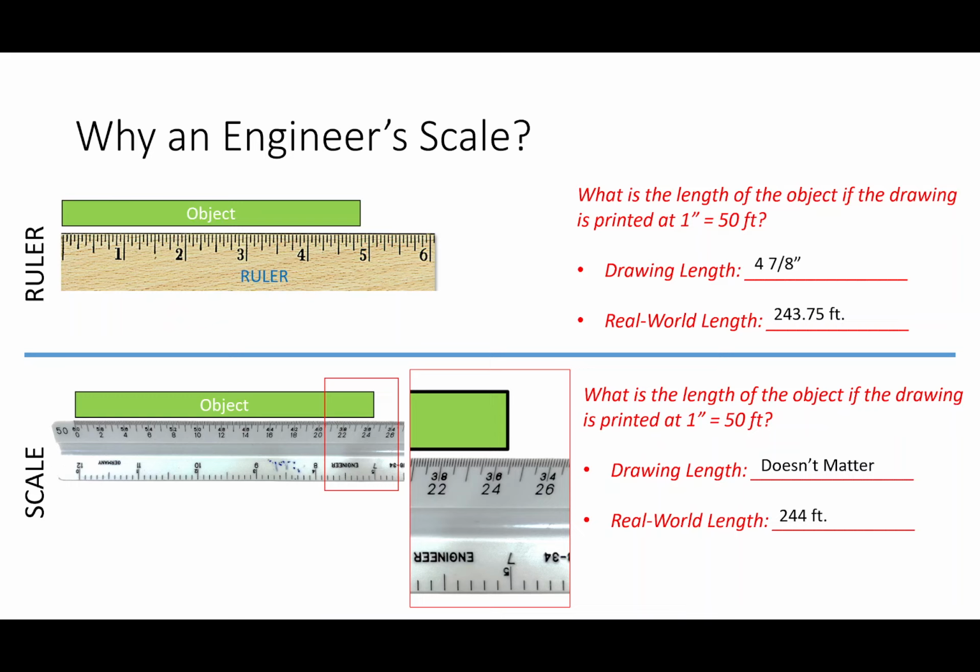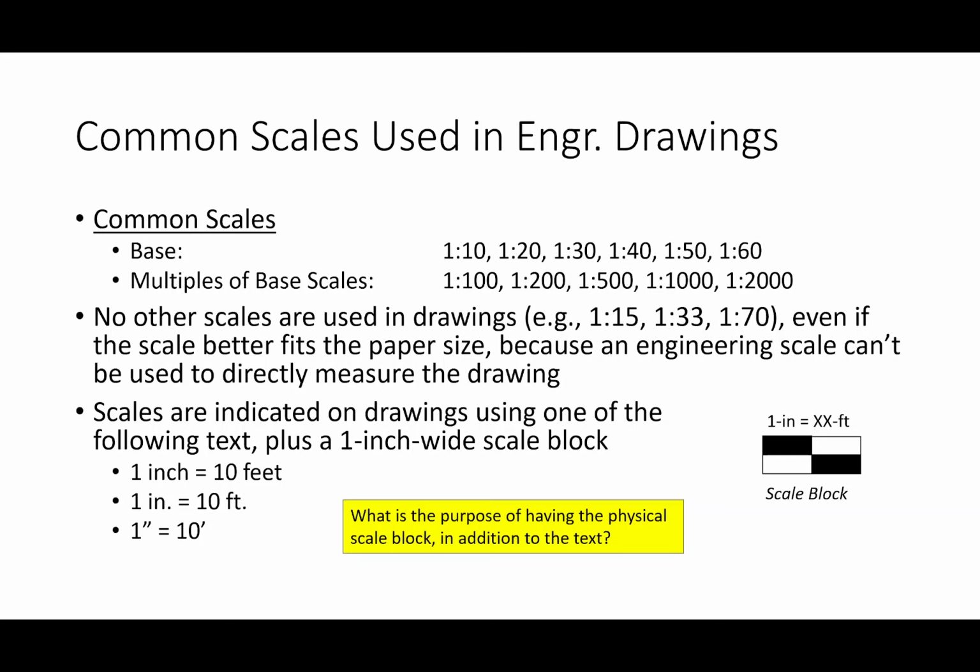So here's the thing about engineering drawings. Whenever we produce engineering drawings, we produce them in these sort of multiples. So for example, for the sake of discussion, let's do inches and feet. We can produce drawings such that 1 inch is 10 feet, 1 inch is 20, 30, 40, 50, 60 feet. We never use 1 inch equals 70 feet or 1 inch equals 90 feet because we couldn't use a scale with that, okay?